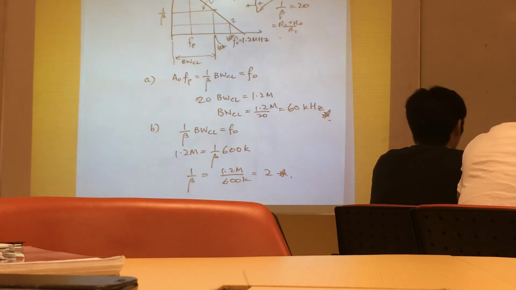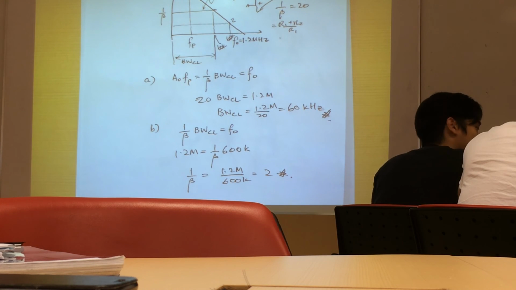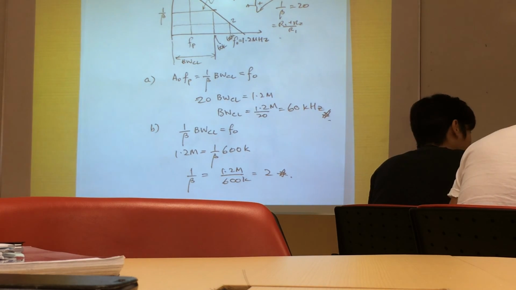Alright, don't do this. If you don't understand, don't do this. This one is just for your understanding if you look into dB. Alright? Okay? So the gain is 2. Alright?